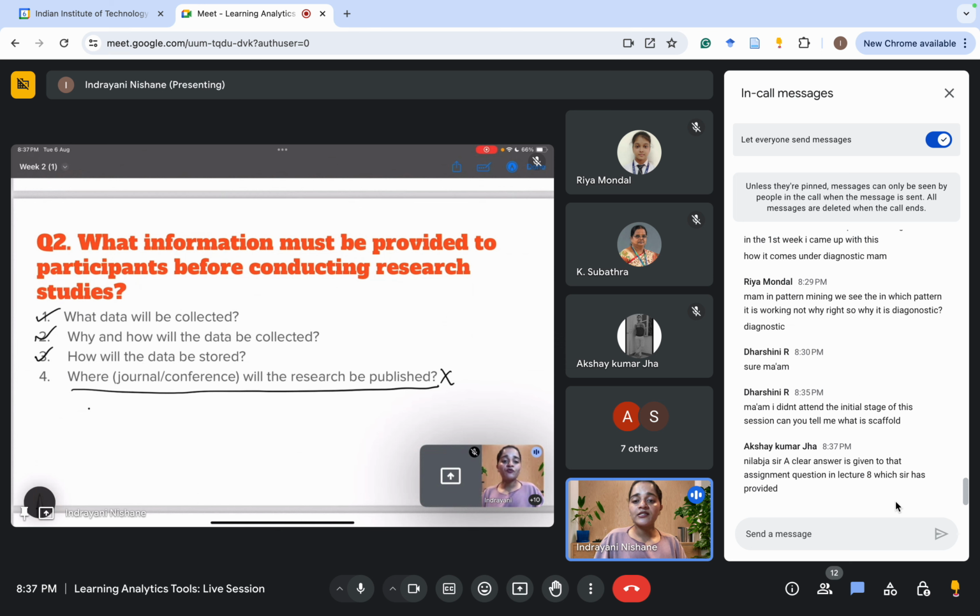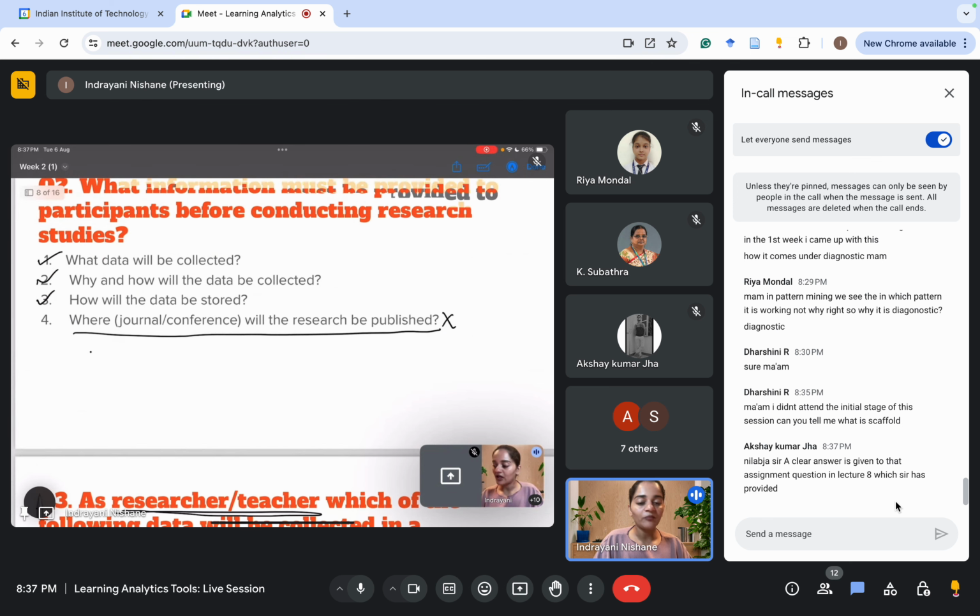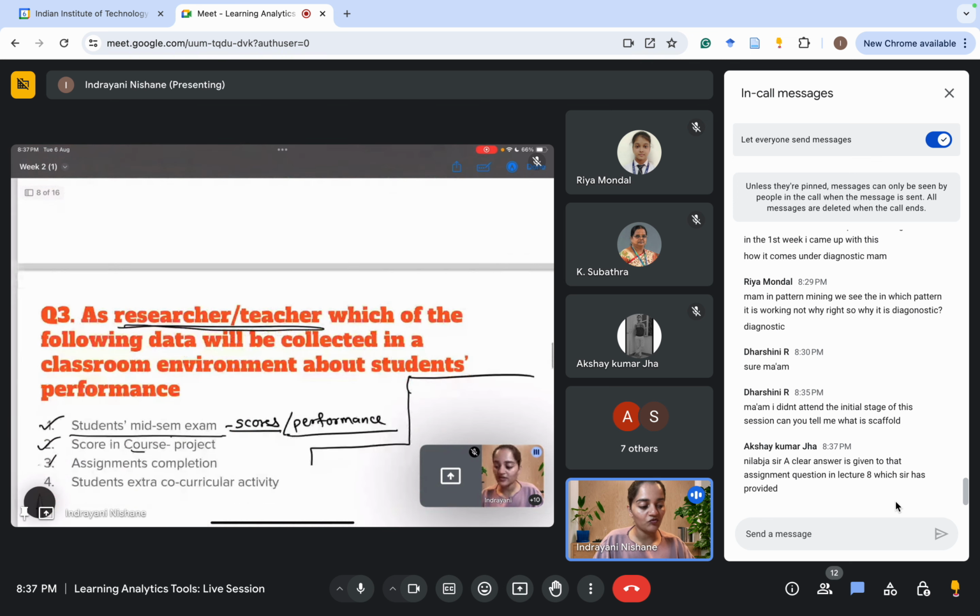Now option 4 is about which journal or conference the research will be published in. We are not sure which journal or conference we will be writing to, or whether that journal or conference will accept what we have written. There is no guarantee before conducting the research, before even starting our data analysis. Hence, this statement 4 is incorrect. But if you want, you can share your publication later on with the stakeholders involved.